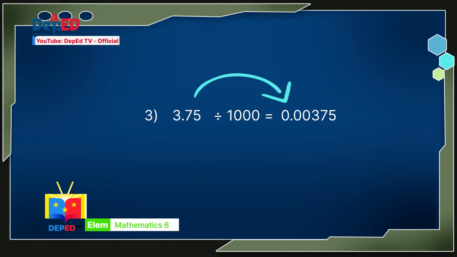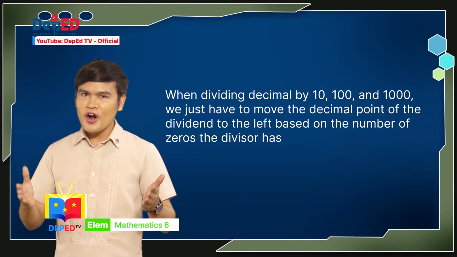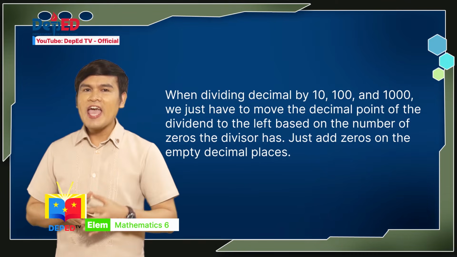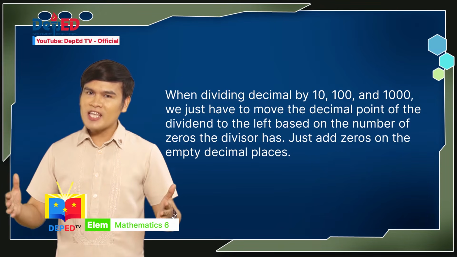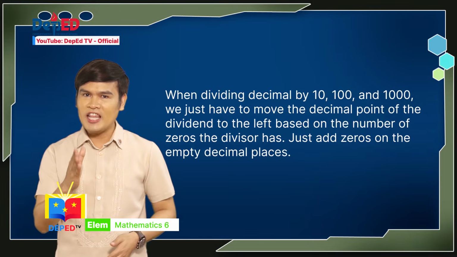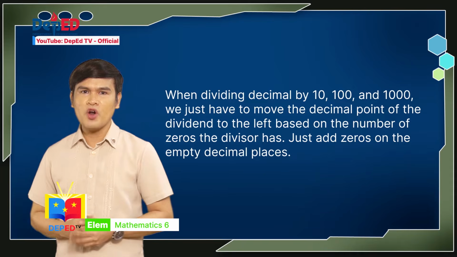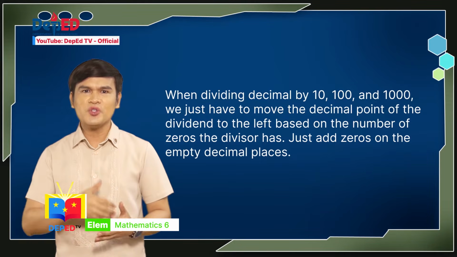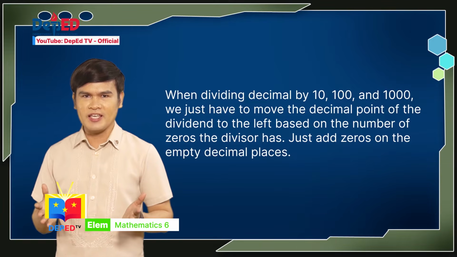375 hundred thousandths. Therefore, when dividing decimals by 10, 100, and 1,000, we just have to move the decimal point of the dividend to the left based on the number of zeros the divisor has. Just add zeros on the empty decimal places.